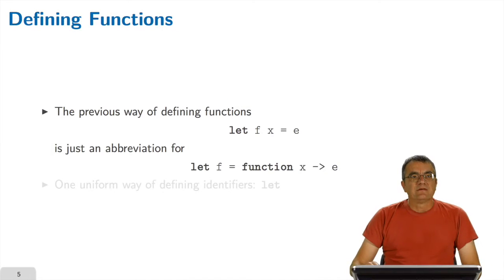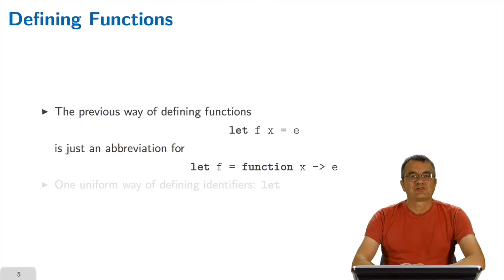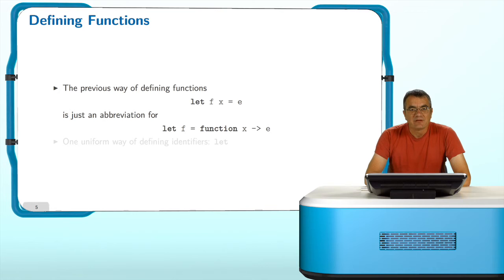Now, using these functional expressions, we can write down a different way of defining functions using a name. In fact, the form that I showed to you in week 1, where we defined a function f by writing let f x equals e, is just an abbreviation. It's an abbreviation for the definition of an identifier f, which means that something which we could write as let f equals something, and the something is the value which will be assigned to the name f, which is a function.